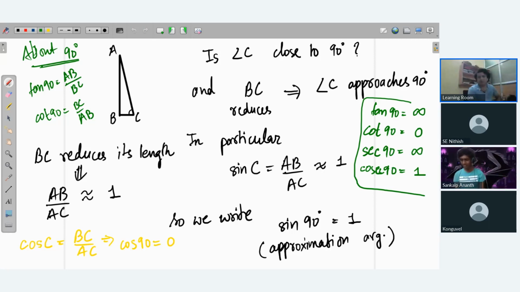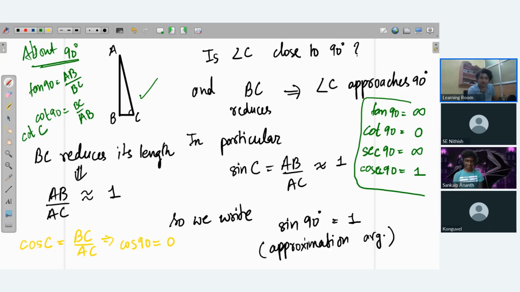I'll tell you what to do. In a calculator, don't go through the route of reciprocal for now. For now, you go through the picture. According to the picture, what does it tell you about cot C? It's infinity. Sorry, it's 0.